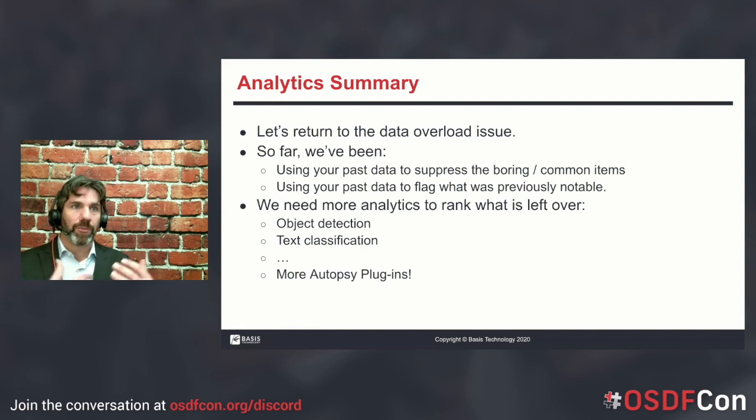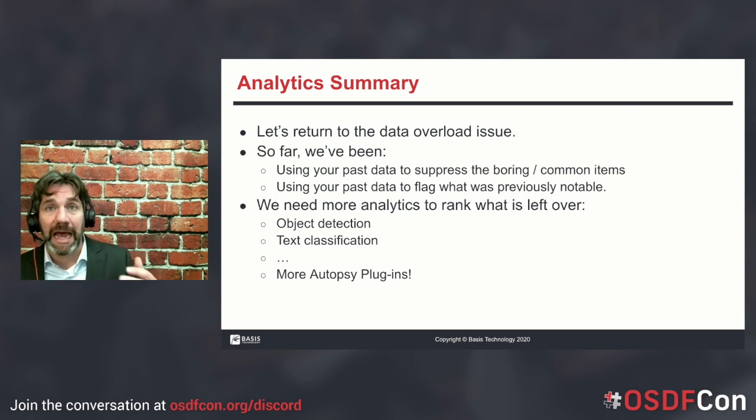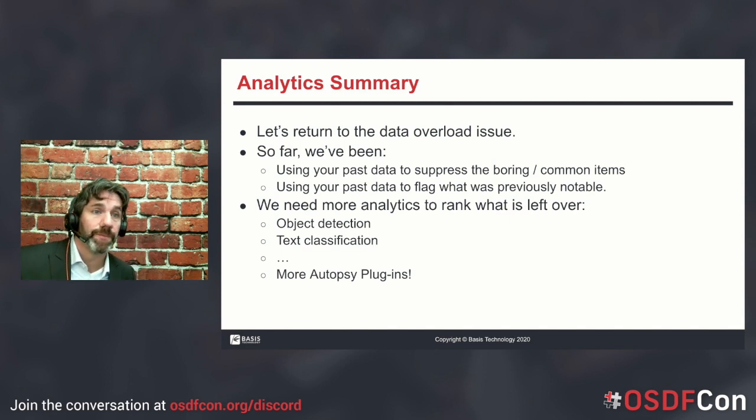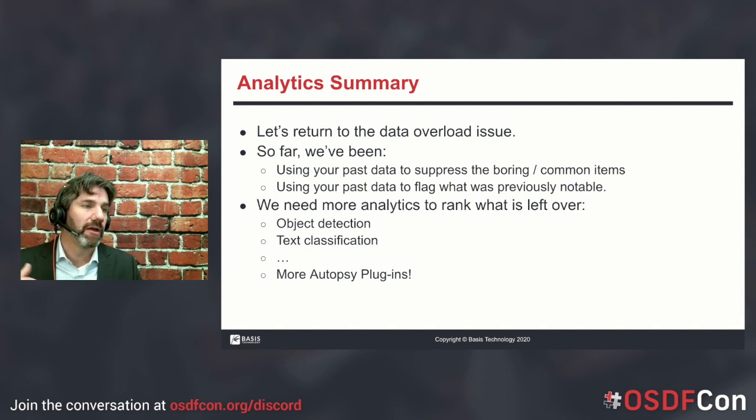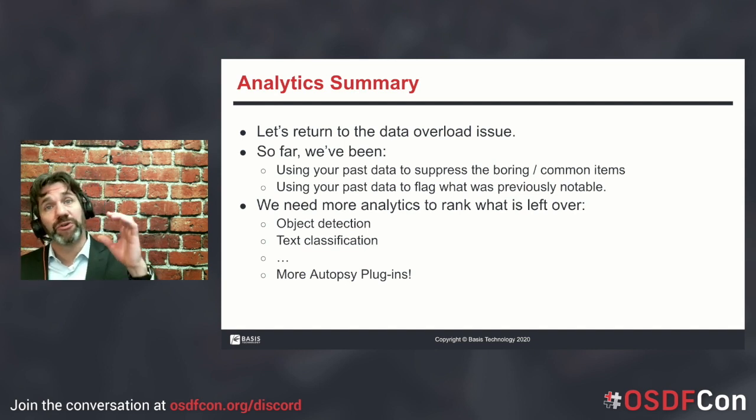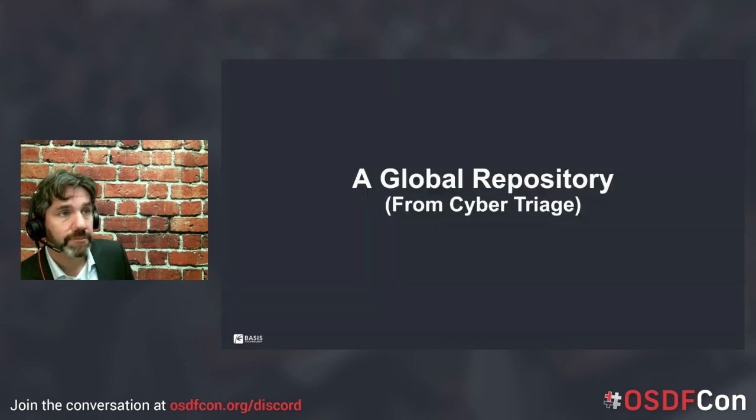So let's get back to our original problem here, right? Which is the data overload, how to deal with this. So far, we've been focusing on using that past data to suppress the boring and common items, and using that past data to flag what was previously notable. And the really big gap at this point is also on more analytics to rank what is left over. And this is where things like object detection, text classification, clustering, a whole bunch of other analytics, some of which we saw this morning as part of the submissions, can really play a big role in making sure we get that data.